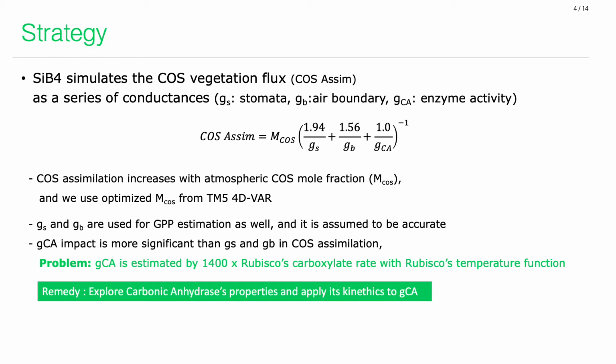Here, the reacting enzyme is carbonic anhydrase. We call it CA in this study. And what is the problem here? Since we don't know CA's properties well, SiB4 adopts a linear relationship with the enzyme Rubisco, the CO2 enzyme, and its patterns. So we explore CA's response to temperature with its kinetics.